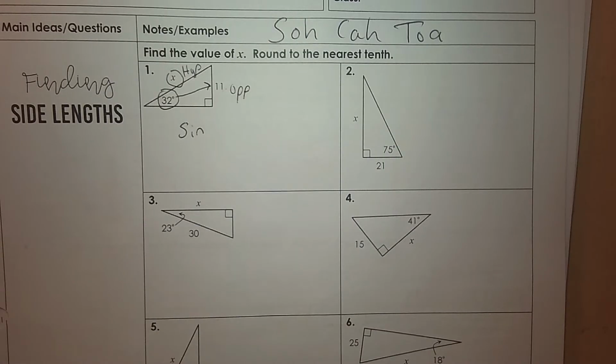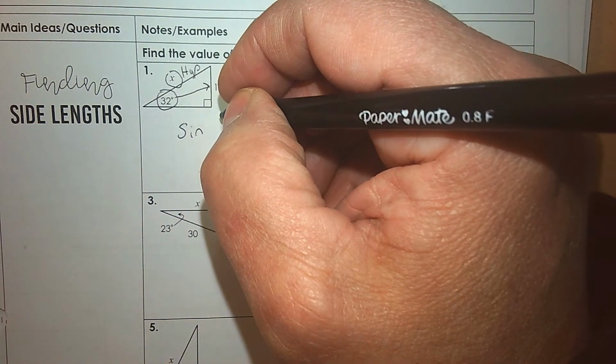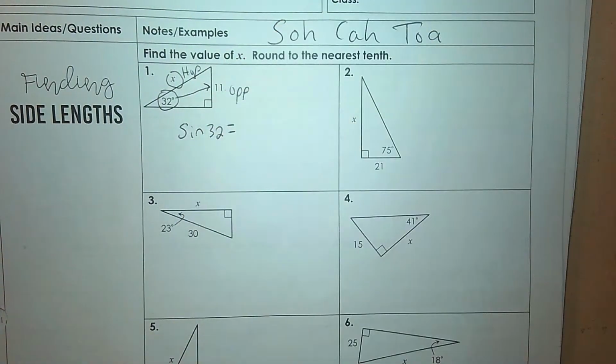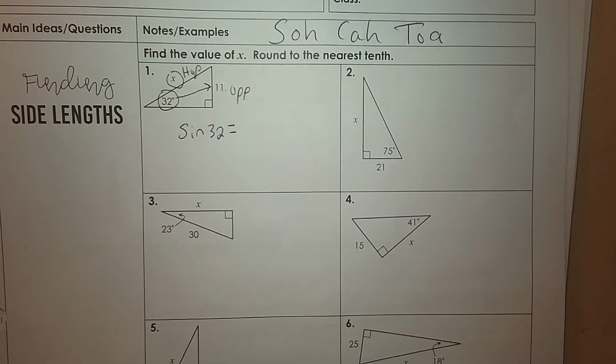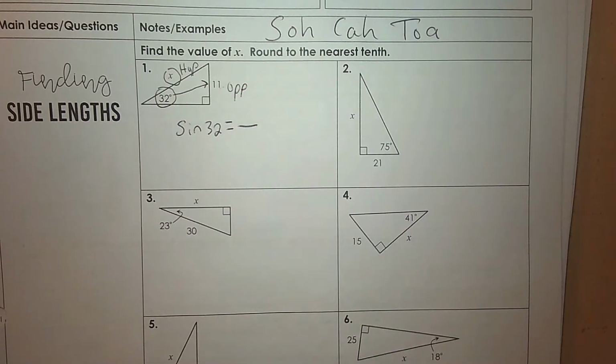Then I need an angle. You never write a trig name without an angle. What angle goes with sine? Theta? No, there's no theta. What angle? I circled it. So sine, we actually know the angle for these, right? We write down theta when we don't know the angle, but we know it. Sine 32 is equal to, draw a fraction line.